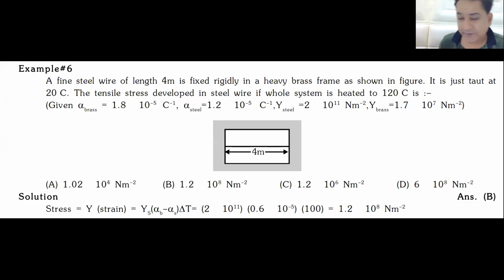You just have to apply that formula of stress developed in a wire. Young's modulus multiplied by strain, and strain is alpha into delta theta. Here there are two alphas, so alpha brass minus alpha steel. Yes or no? Yes, sir. If you could do this, congratulations, you have done one part correctly.